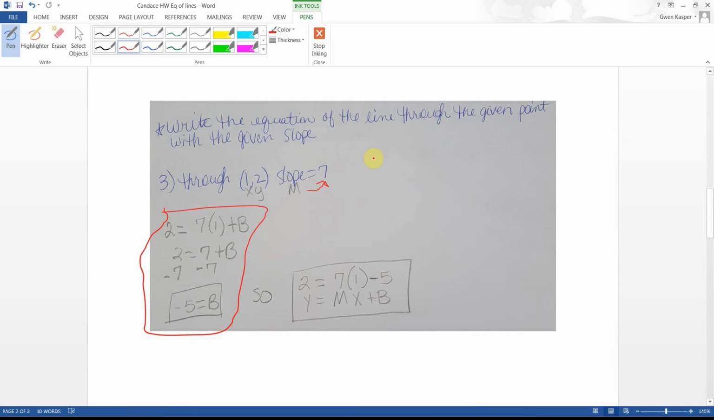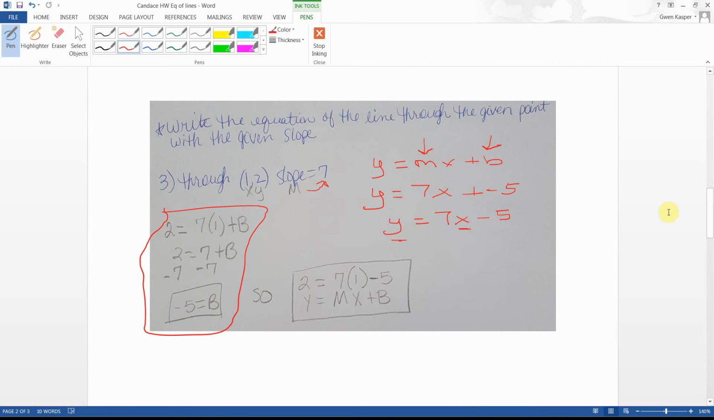So all you needed to do here was take the equation y equals mx plus b, replacing m and b in the equation. Leave the x and y in there. So it would be y equals your slope, which was 7, times x, plus your y-intercept, which was negative 5. So we could rewrite this as y equals 7x minus 5. Okay, so you leave the y and the x in the equation, and you replace the m and the b.